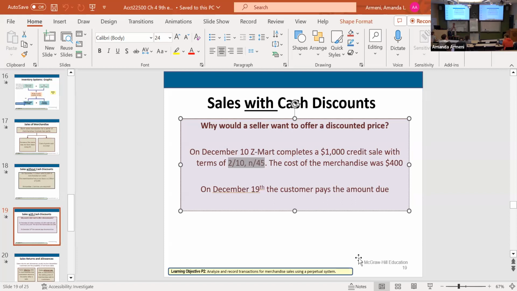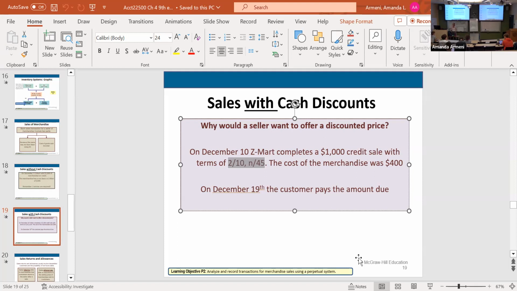Justin. Exactly. If you pay within 10 days, you get a 2% discount, right? So 2% discount within 10 days. If you decide to forego that, you have to pay within 45 days. Okay, so those are the credit terms that we're giving to our customer.